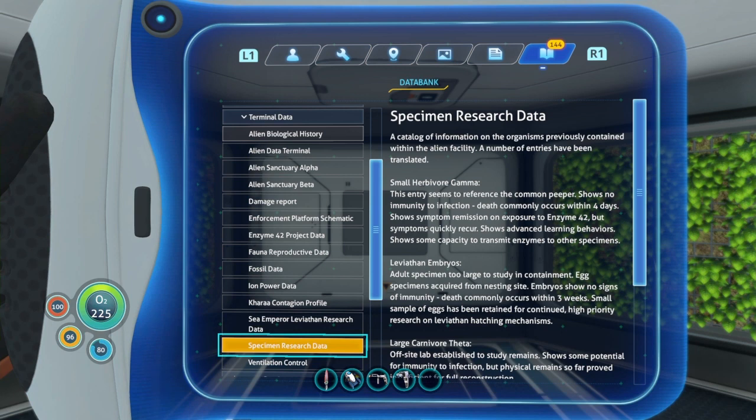Leviathan embryos. Adult specimen too large to study in containment. Egg specimens acquired from nesting site. Embryos show no signs of immunity. Death commonly occurs within 3 weeks. Small sample of eggs has been retained for continued high priority research on Leviathan hatching mechanisms.